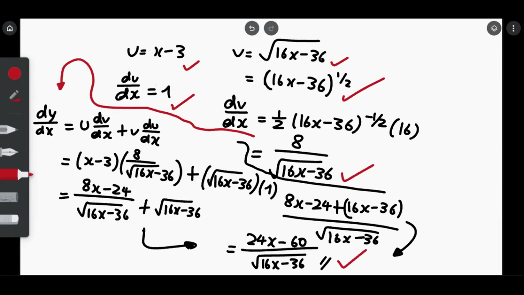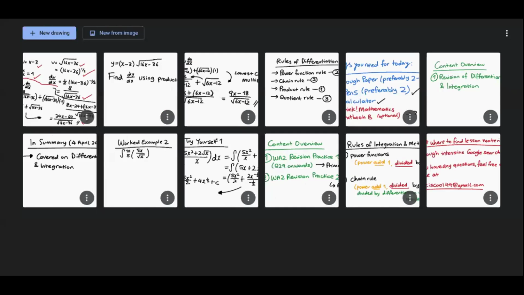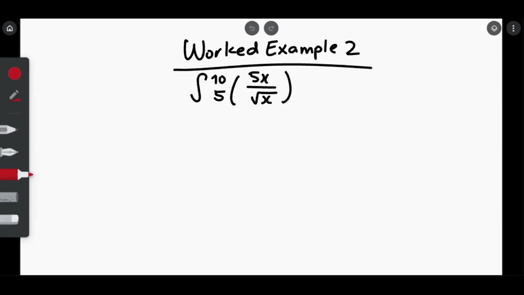Okay, now we are going to move on to integration. Where is my integration question? Okay, yes, so this is the word example 2 that I have, which is about integration. If you still have trouble with your differentiation, integration is much better. Now this curly S sign before the 10 and 5, that is integral. Okay, 10 and 5 are basically values for x.